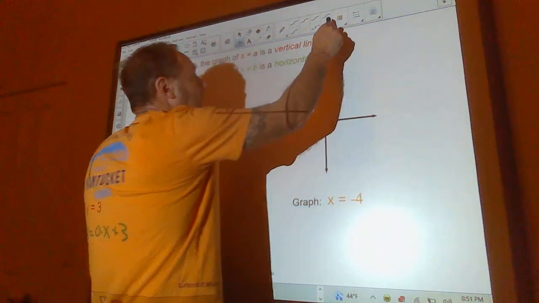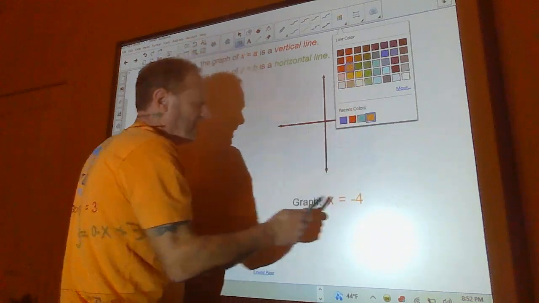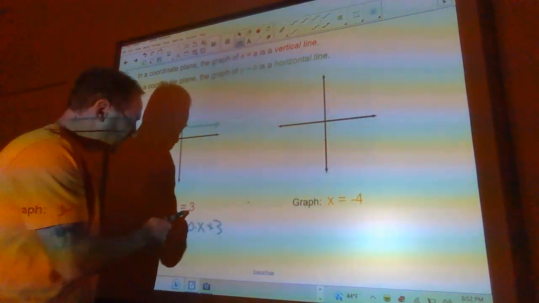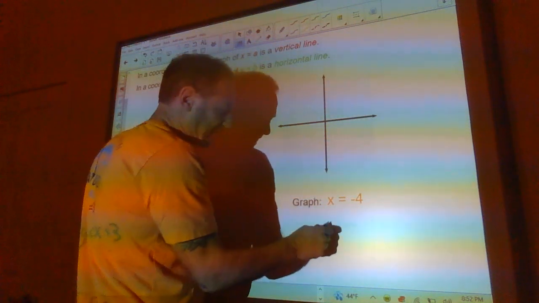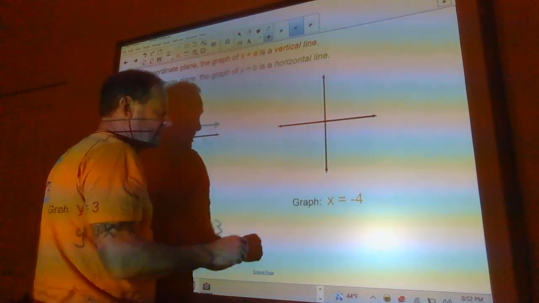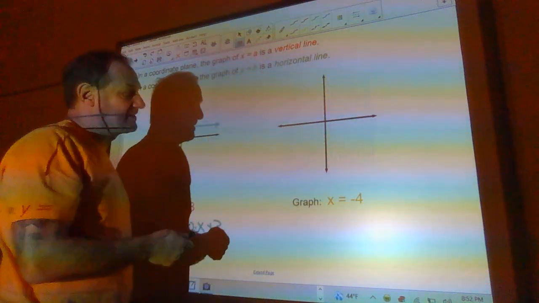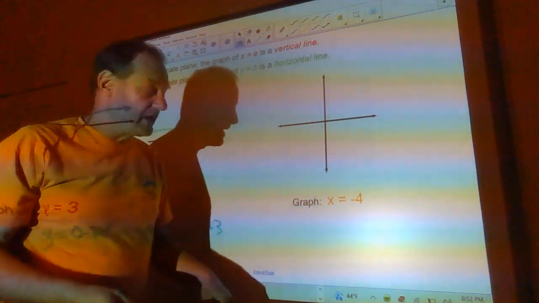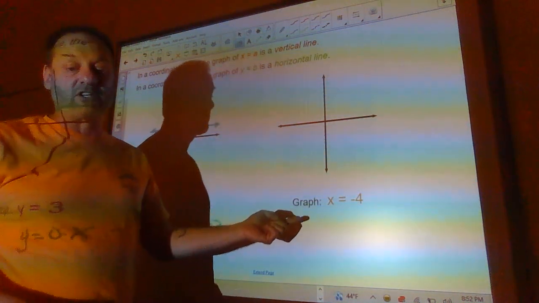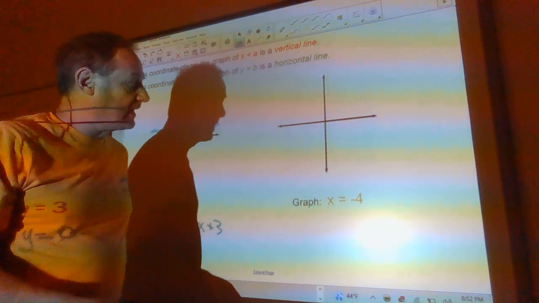Now, this one over here, the vertical line x equals negative 4, is not in slope-intercept form. The other one was; this one isn't. You can't write this as y equals anything because there's no y in it. And the other thing is, this does not have a slope. The other one has a slope; the slope is 0. This one doesn't have a slope at all. This is a vertical line.